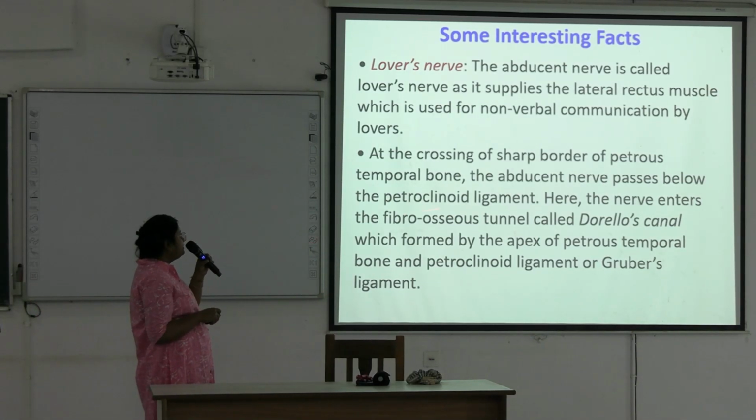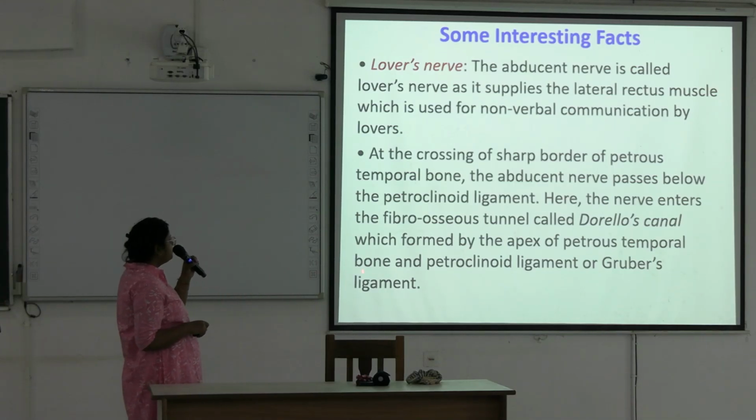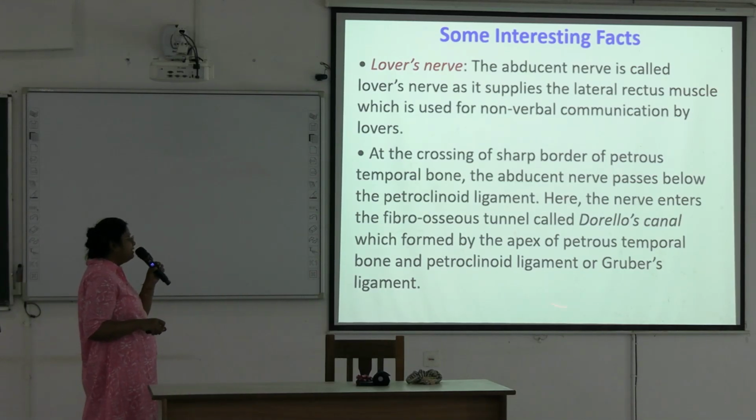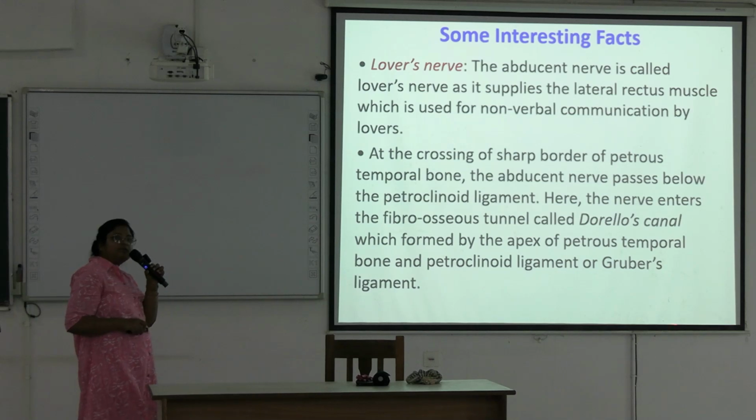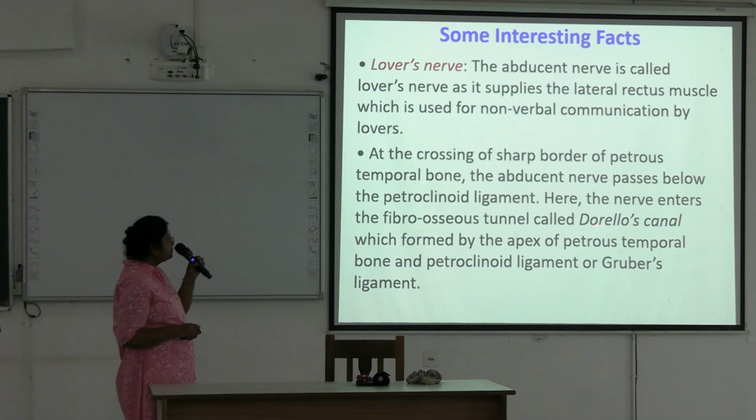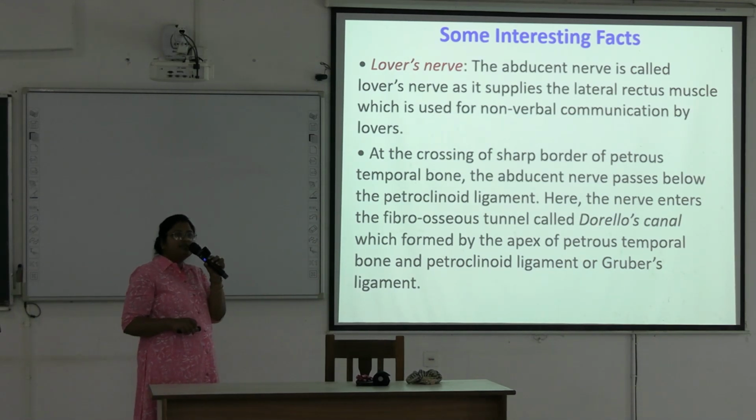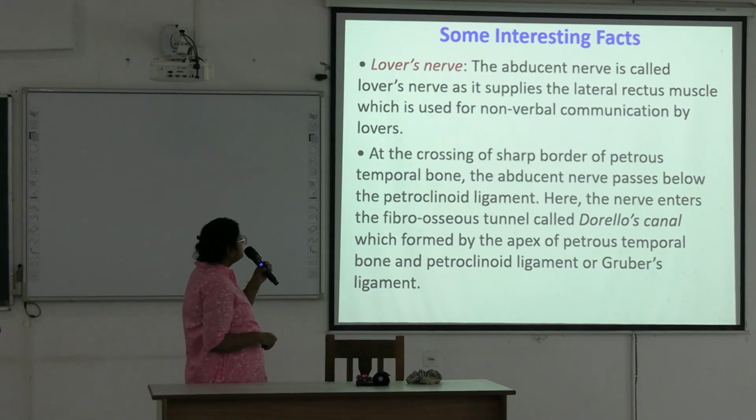Here the nerve enters the fibro-osseous tunnel called Dorello's canal, which is formed by the apex of the petrous temporal and the petroclinoid ligament, or Gruber's ligament. So this is how Dorello's canal is formed near the apex of the petrous temporal.